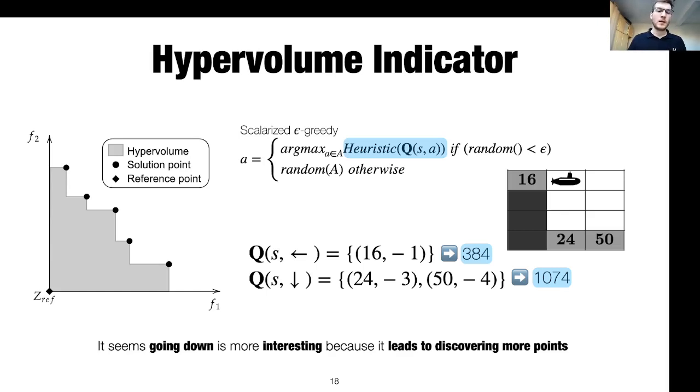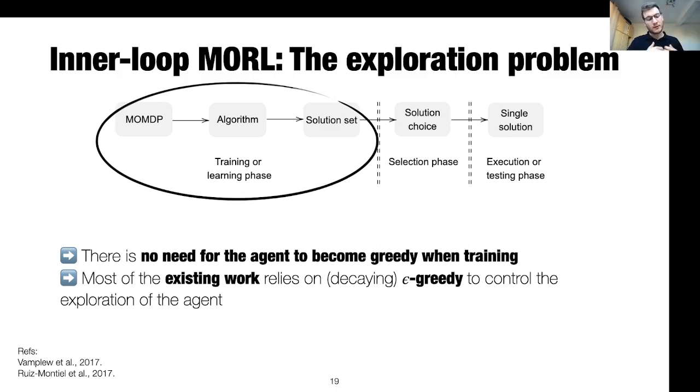Okay, so now exploitation is already tackled, so let's see exploration. We are still in the training part, and there are 2 observations. The first one is that there is no need for the agent at this moment to become greedy when training, because we don't have the true user utility yet. So we cannot say one strategy is better than the other. The second observation is that most of the existing work relies on sometimes decaying epsilon greedy to control the exploration of the agent. And it is understandable because this field is quite new, so we didn't have the time to explore exotic exploration strategies.